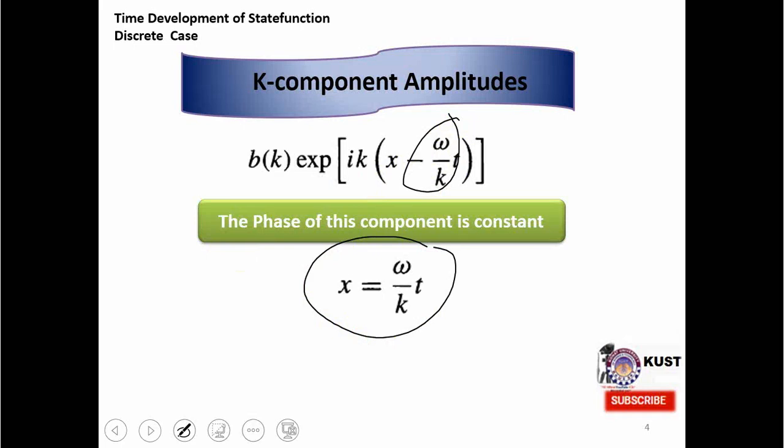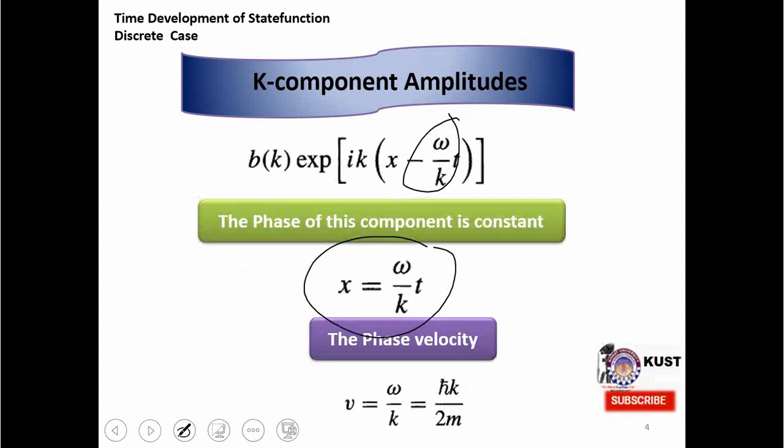This is constant, and we can calculate it by putting it equal to 0. That is x is equal to omega by k times t, and the phase velocity can be calculated as omega by k, because if you take t to the other side, this will become x by t, and this x by t will give you omega by k, where omega is h bar k squared by 2m. So this is the phase velocity.